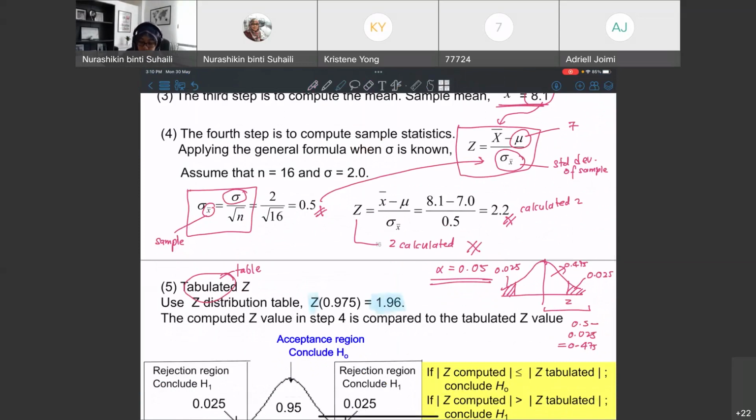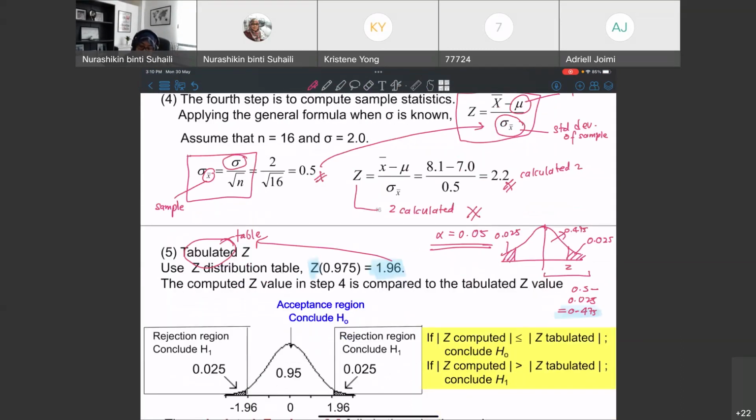Okay. So 0.975 is when you consider the two. Actually, if you refer to the table, you have to refer to the 0.475. Yeah? So that is the Z tabulated. What you have to do with these two Z values, Z calculated and Z tabulated, is compare them and refer to this rule. So this is the rule given in this test.